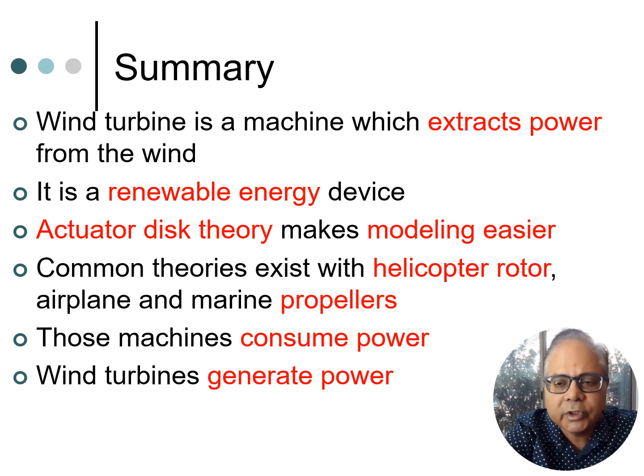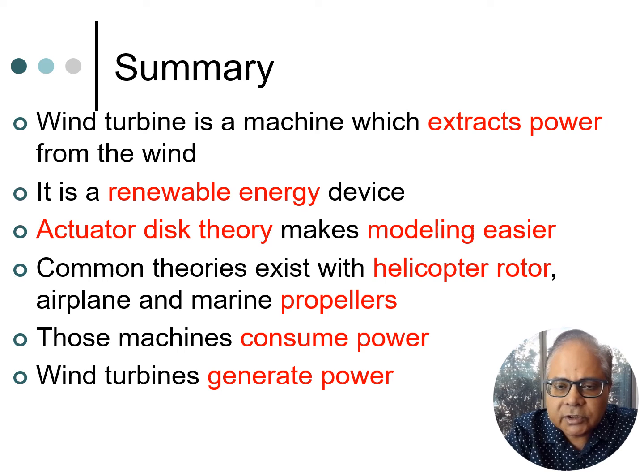To summarize today's lecture, we see that a wind turbine is a machine which extracts power from the wind. It is a renewable energy device, and it has gained enormous importance in the last 20 years or so. Actuator disk theory makes modeling simpler because it lets you consider the entire rotor disk to be one actuator disk and does not bother about the number of blades, the chord, the airfoil section, and all the details about the blade.